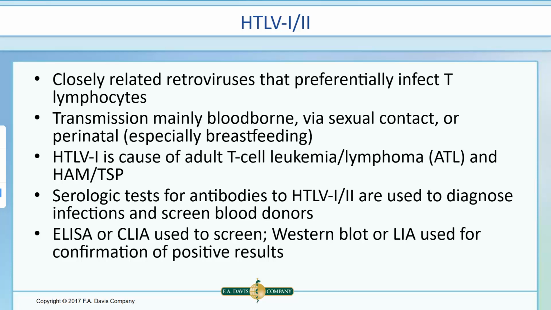HTLV-1 and 2 are closely related retroviruses that preferentially infect T lymphocytes. Transmission is mainly bloodborne, by sexual contact, or perinatal, especially during breastfeeding. It causes adult T-cell leukemia and lymphoma, ATL, and HAM/TSP. Serological tests for antibodies to HTLV-1 and 2 are used to diagnose infections and to screen blood donors. ELISA or CLIA is used to screen. Western blot or LIA is used for confirmation of positive results.